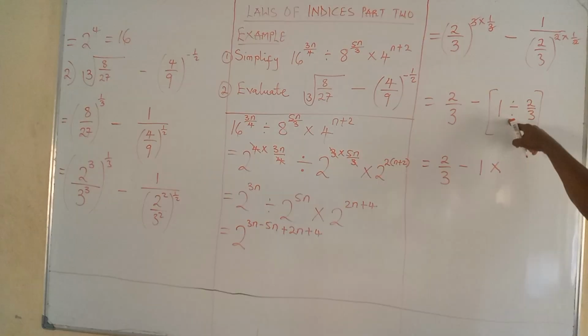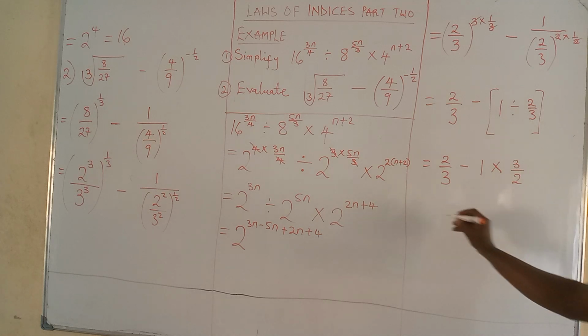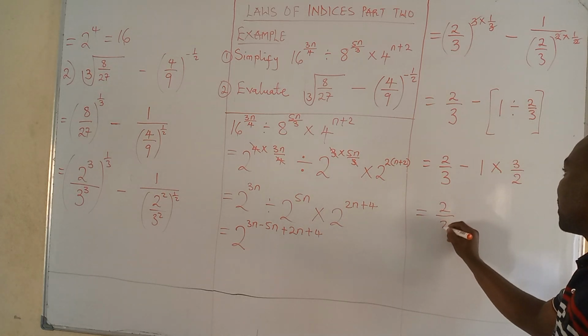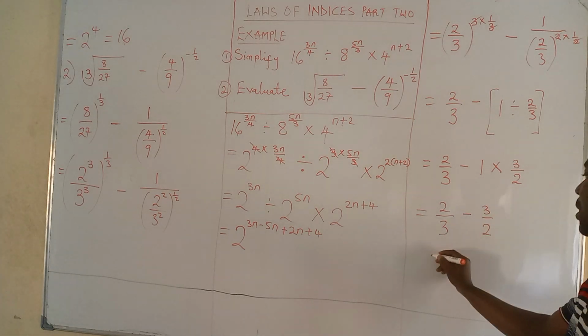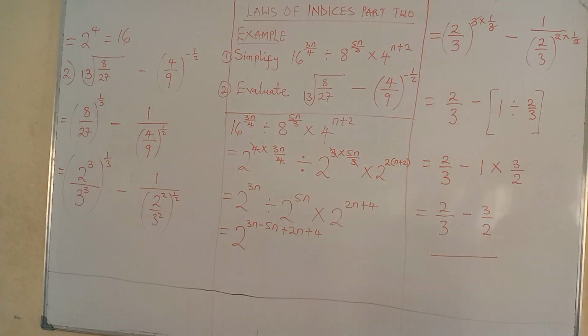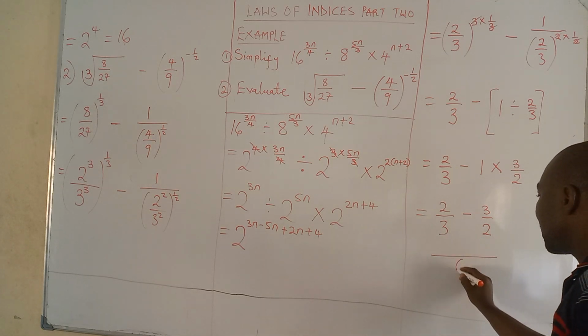And so this will give us 2 over 3 minus 1 times. When you change this to multiplication, this will go up and 2 will come down. So you have 3 over 2. This becomes 2 over 3 minus 3 over 2. And the LCM of the denominator is 6.